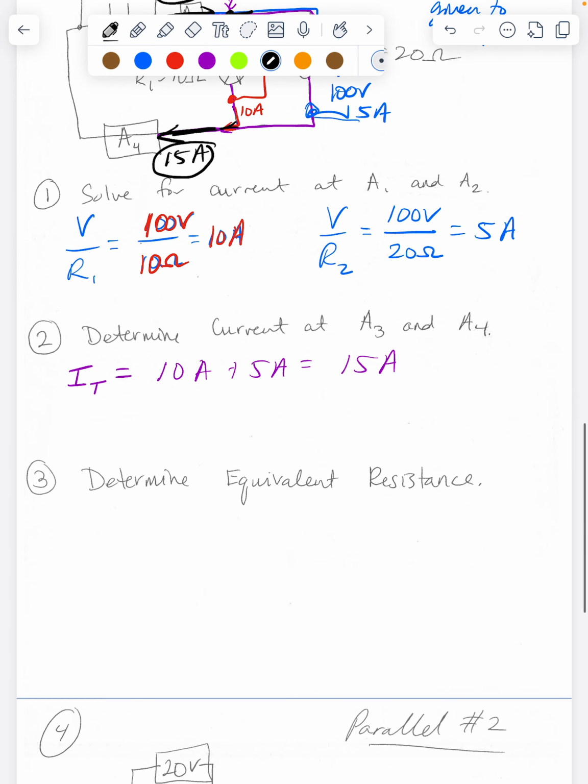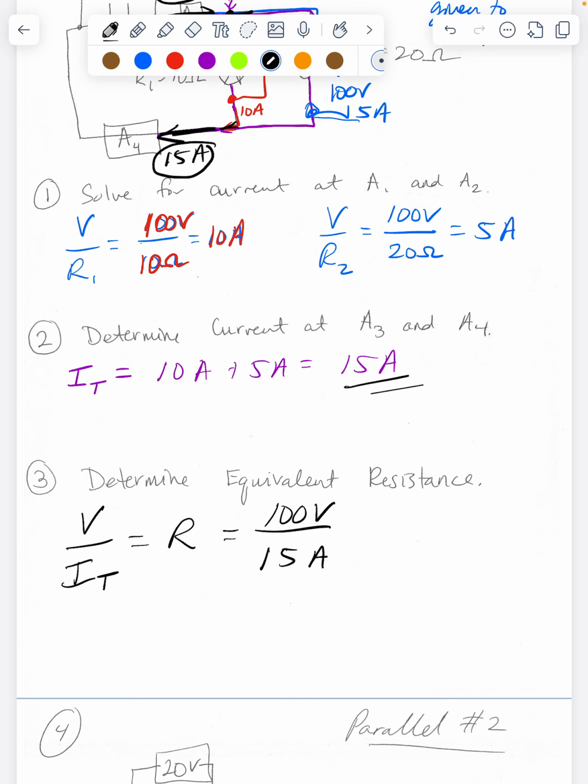Okay, now we can use our total current and our voltage, which we already knew, 100, to solve for the equivalent or the total resistance. Voltage over current equals resistance if we use the total current value. So we know the total voltage is 100 volts, and the total current is 15 amps. And so the total resistance, if we divide this, is 6.67, 6 and 2/3. And that will be the ohms that this is acting like.